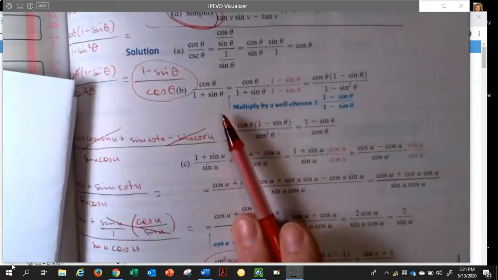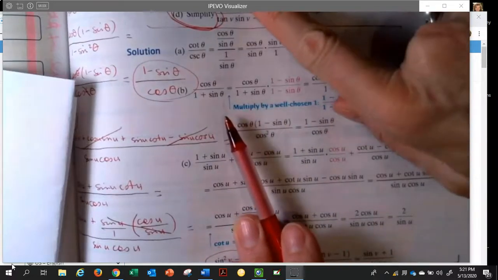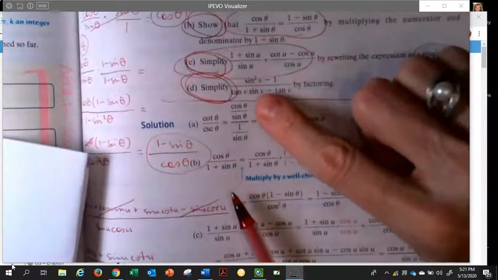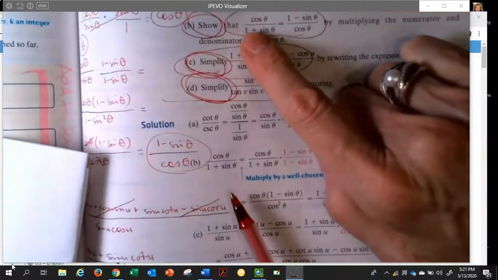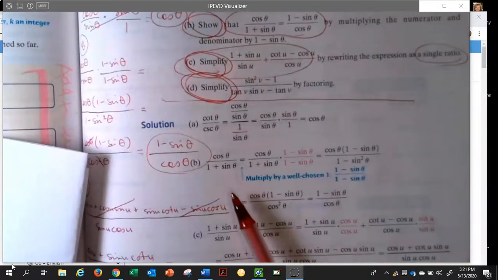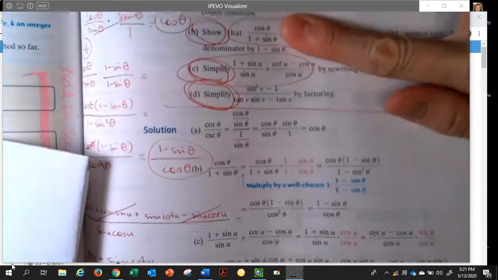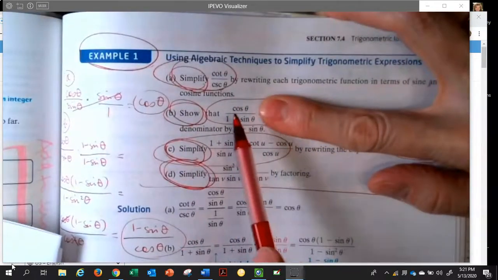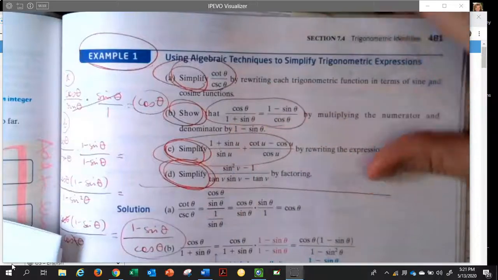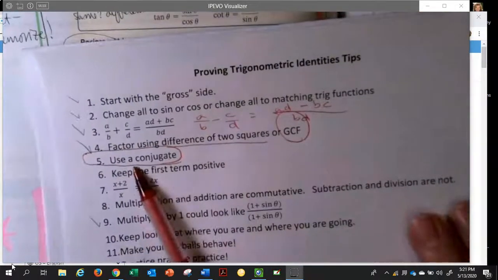And it asks us to show that this equals this by multiplying the numerator and denominator by this 1 minus sine. And so this 1 minus sine is a conjugate, 1 plus sine and 1 minus sine. The 1 minus sine is its conjugate. And so if you're looking at something going, wow, I don't see anything I can do with that, remember you have the power and the authority to go ahead and multiply in a conjugate. But you can't just throw it in there. You've got to throw it in there as a 1.